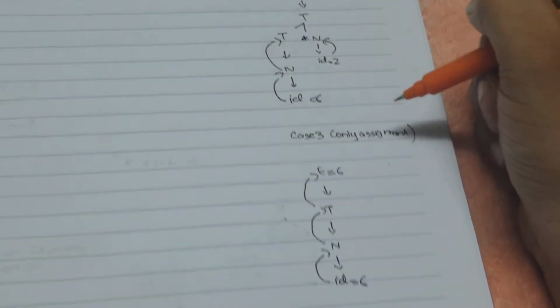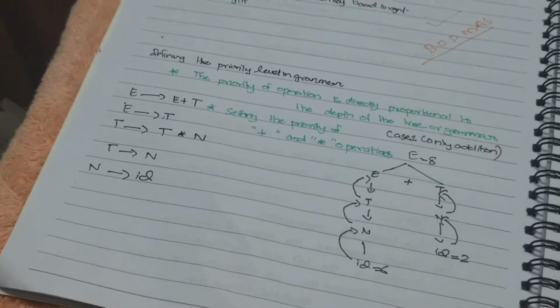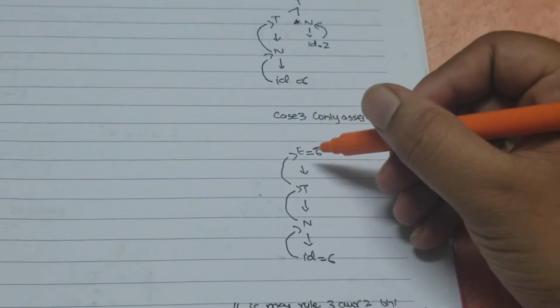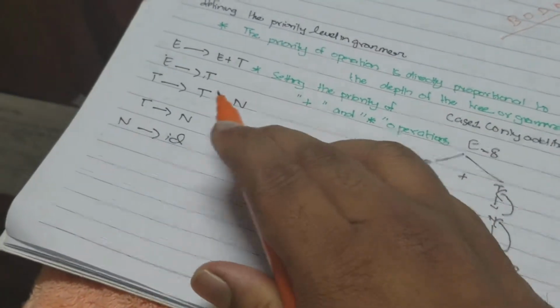Case 3, only the assignment rule. Now with only assignment, we cannot do multiplication or addition. So E is replaced by T.